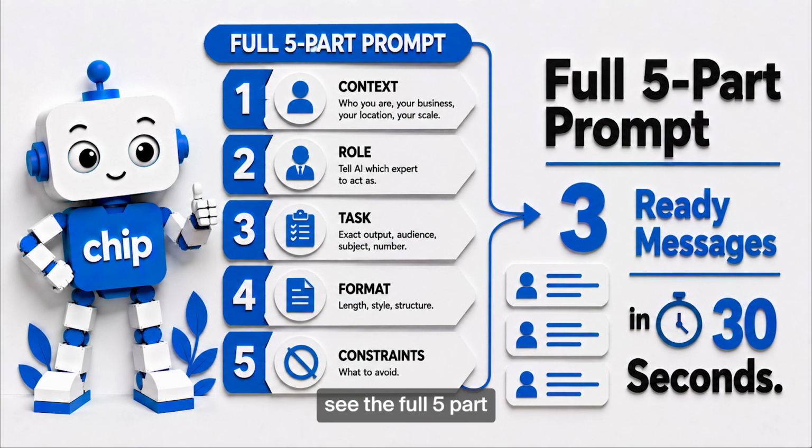Let us now see the full 5-part prompt in one place. Context: I run a textile trading business in Jaipur. I sell kurtas and saris to 40 retailers in Rajasthan. Monthly revenue 8 to 10 lakh rupees. Role: act as a business communication specialist for Indian small businesses.